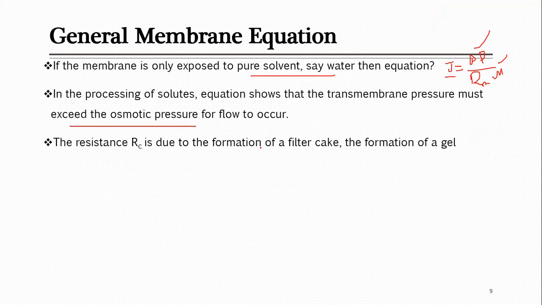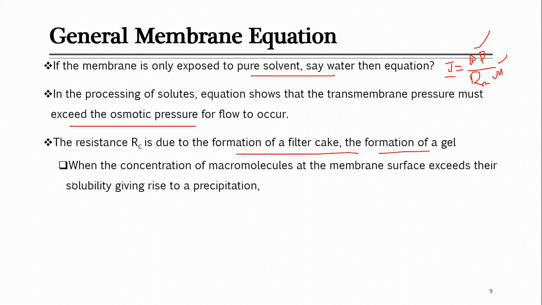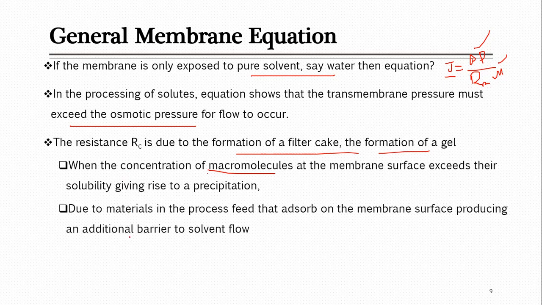Now look at RC, the cake factor, or you can say due to filter cake or gel formation. So this resistance is due to formation of filter cake or formation of gel. When the concentration of macromolecules on the membrane surface exceeds their solubility, this gives rise to a precipitation. Why does this take place? This filter cake is formed actually. Macromolecules, large molecules, for example sugar molecules present inside water, or other molecules present in water as impurity, or you can consider them as a solute. If the concentration of those molecules on the membrane surface exceeds their solubility, because they were initially soluble in the water, but as water is leaving this system when you are filtering it, this solute concentration will start rising, and then they will start accumulating on the surface of the membrane and make a filter cake.